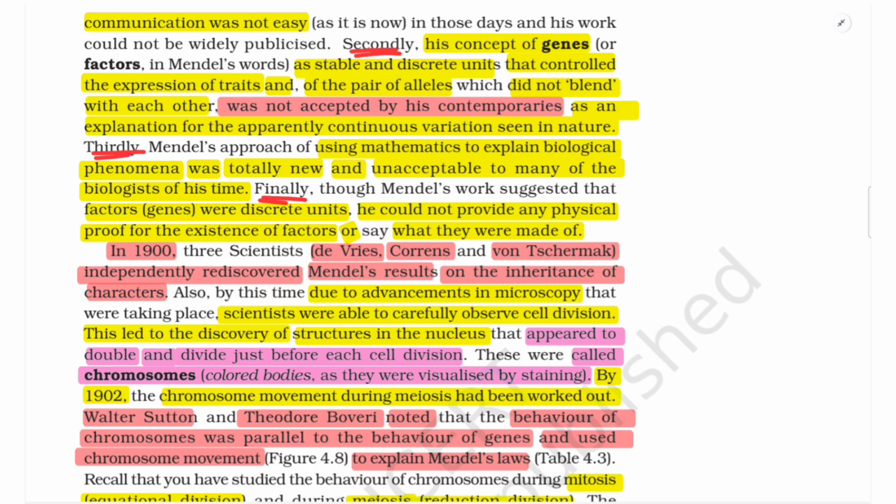In 1900, three scientists, De Vries, Correns, and von Tschermak, independently rediscovered Mendel's results on the inheritance of characters.